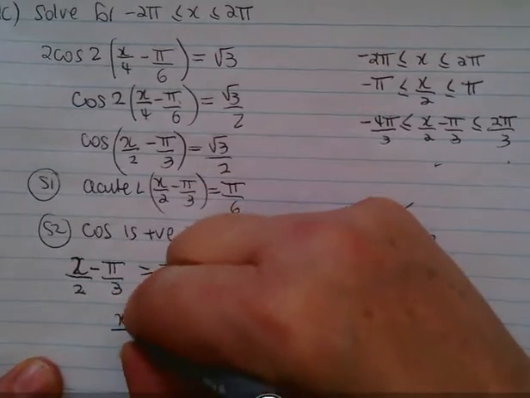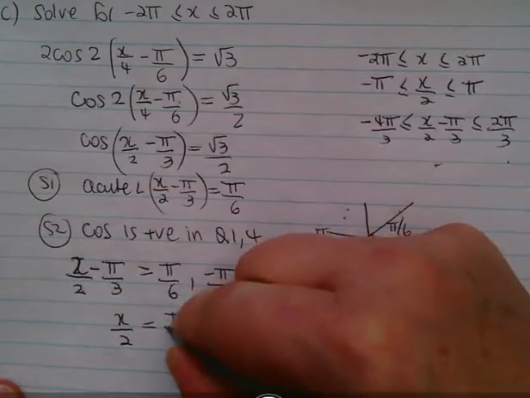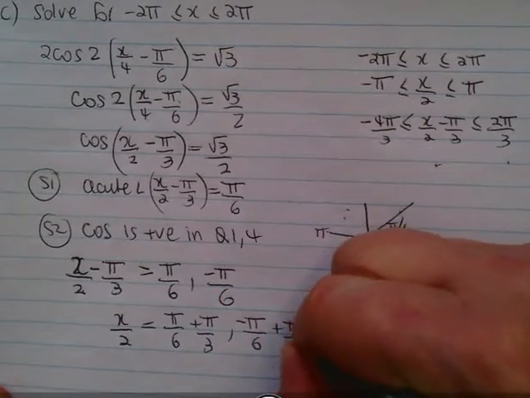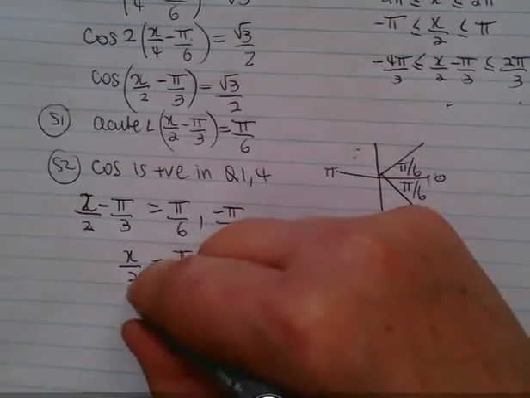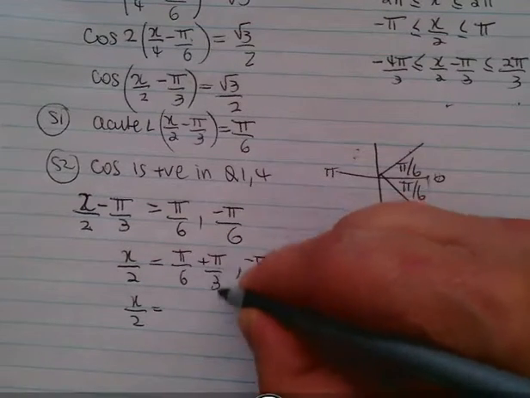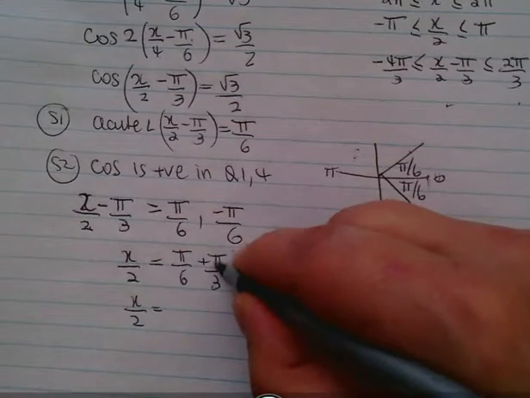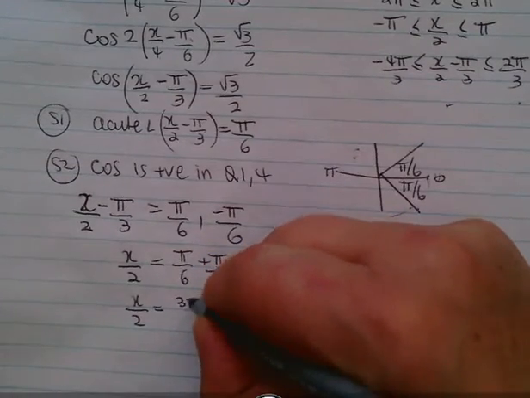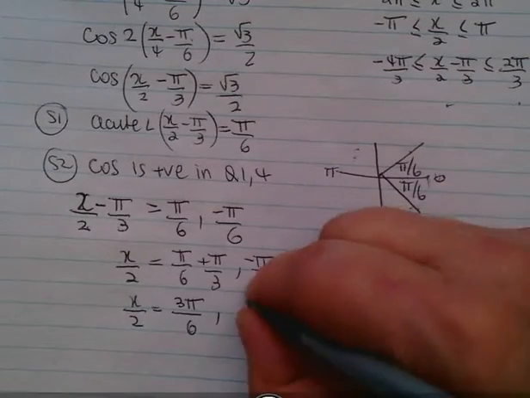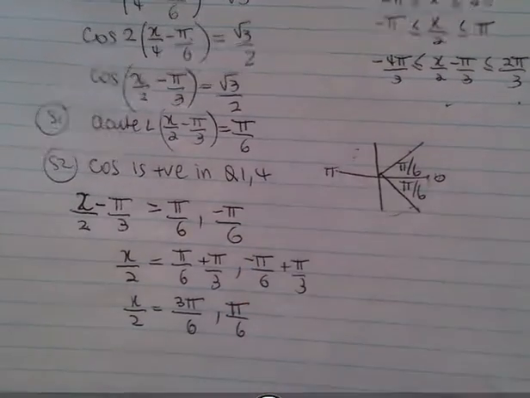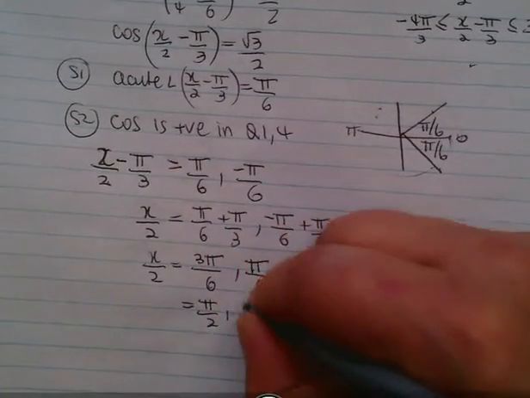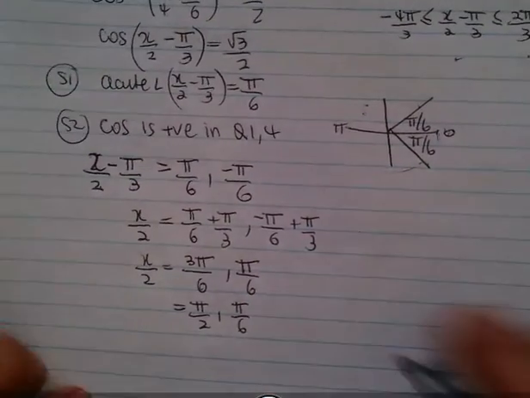Now you need to add pi on 3 to each of these. So we've got pi on 6 plus pi on 3. And we've got negative pi on 6 plus pi on 3. And just working those out, making a common denominator, you'd get 3 pi on 6, and here, negative pi plus 2 pi, which is pi on 6. And we know that they are just pi on, so that's really pi on 2 and pi on 6 for x on 2.